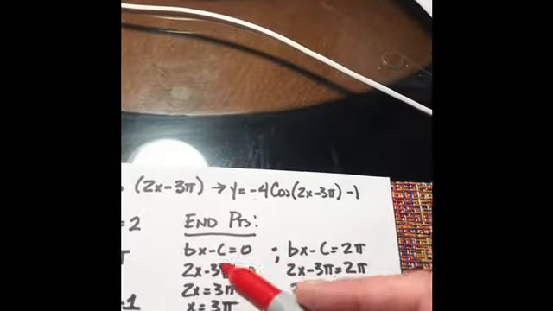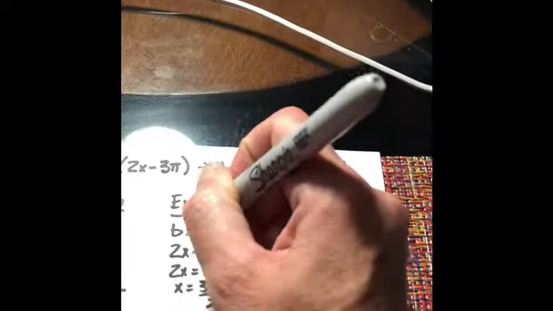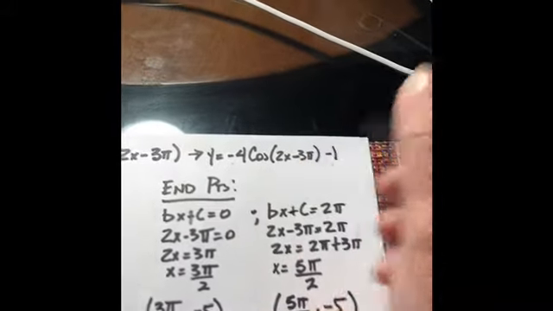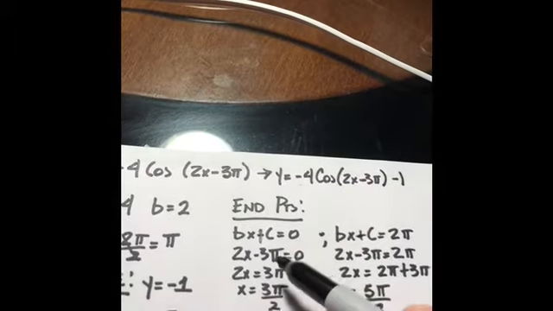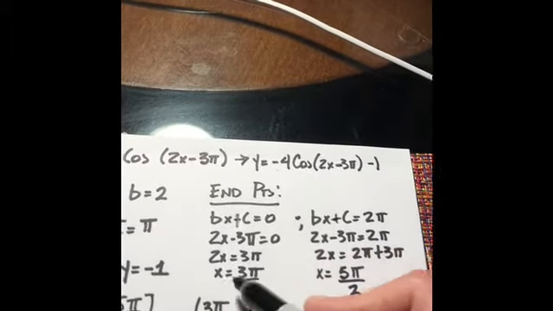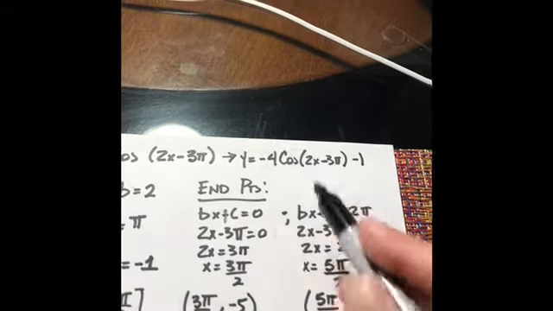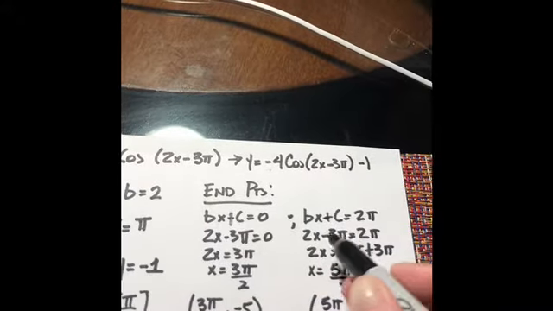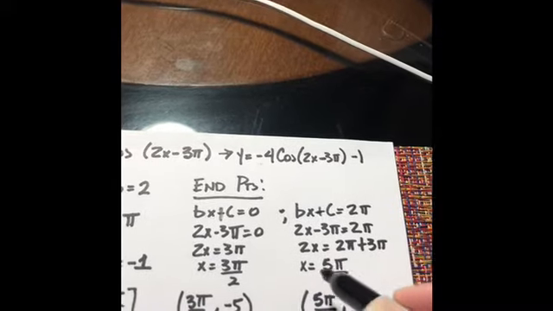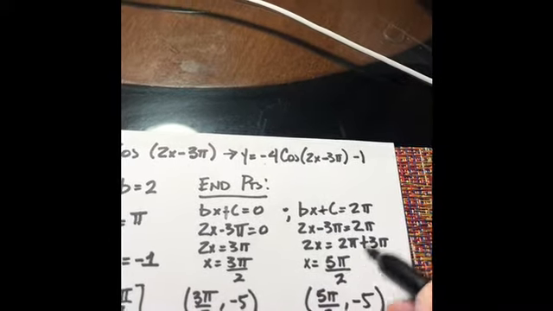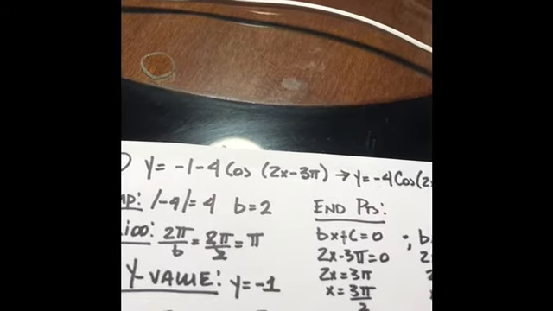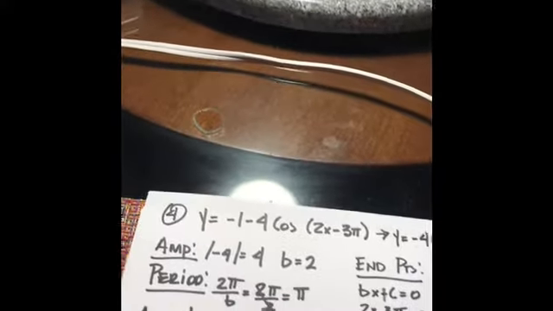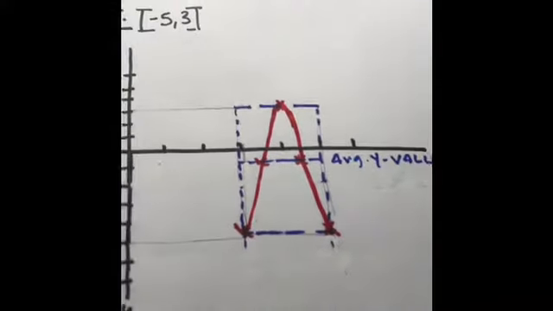Okay, I get my endpoints. Bx minus c. Remember that this one can also be a plus c. It doesn't matter, plus or minus. And remember that this part, I take it directly from the equation without changing signs. So I solve for x. 2x minus 3 pi is equal to 0, so x is equal to 3 pi over 2. Again, 2x minus 3 pi is equal to 2 pi. I solve for x, and I have that x is equal to 5 pi over 2. So this means that in the coordinate plane, the graph is going from 3 pi over 2 to 5 pi over 2.